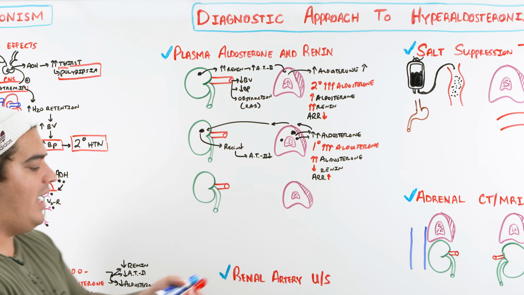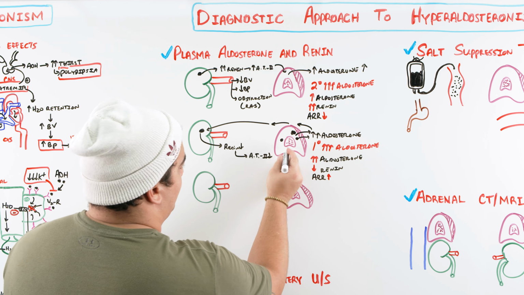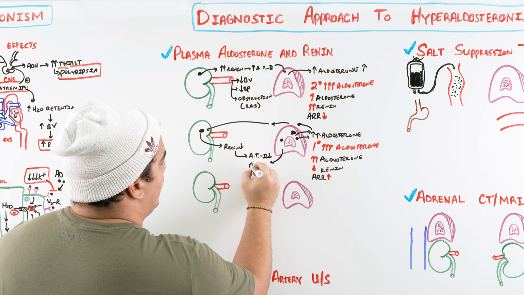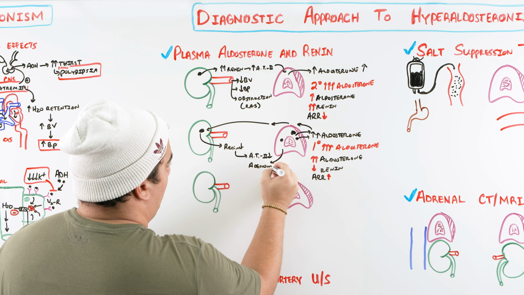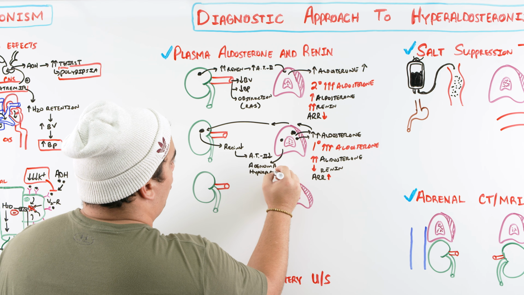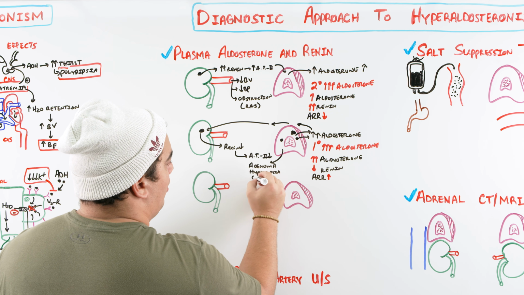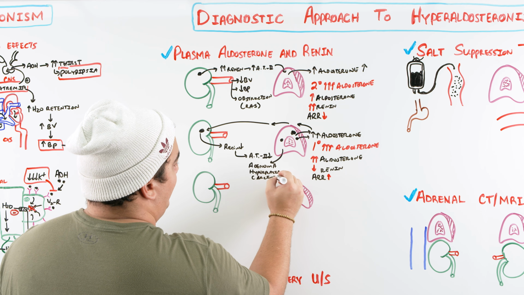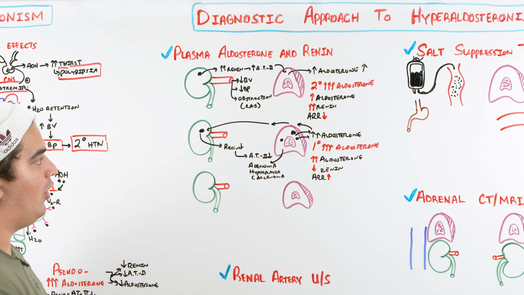All right, and so again, this would make you think, okay, there's something wrong with the adrenal gland. Is this an adenoma? Is this a hyperplasia? Or, my friends, is this some type of carcinoma? And we don't know that yet. We'd have to figure that out a little bit later, okay?